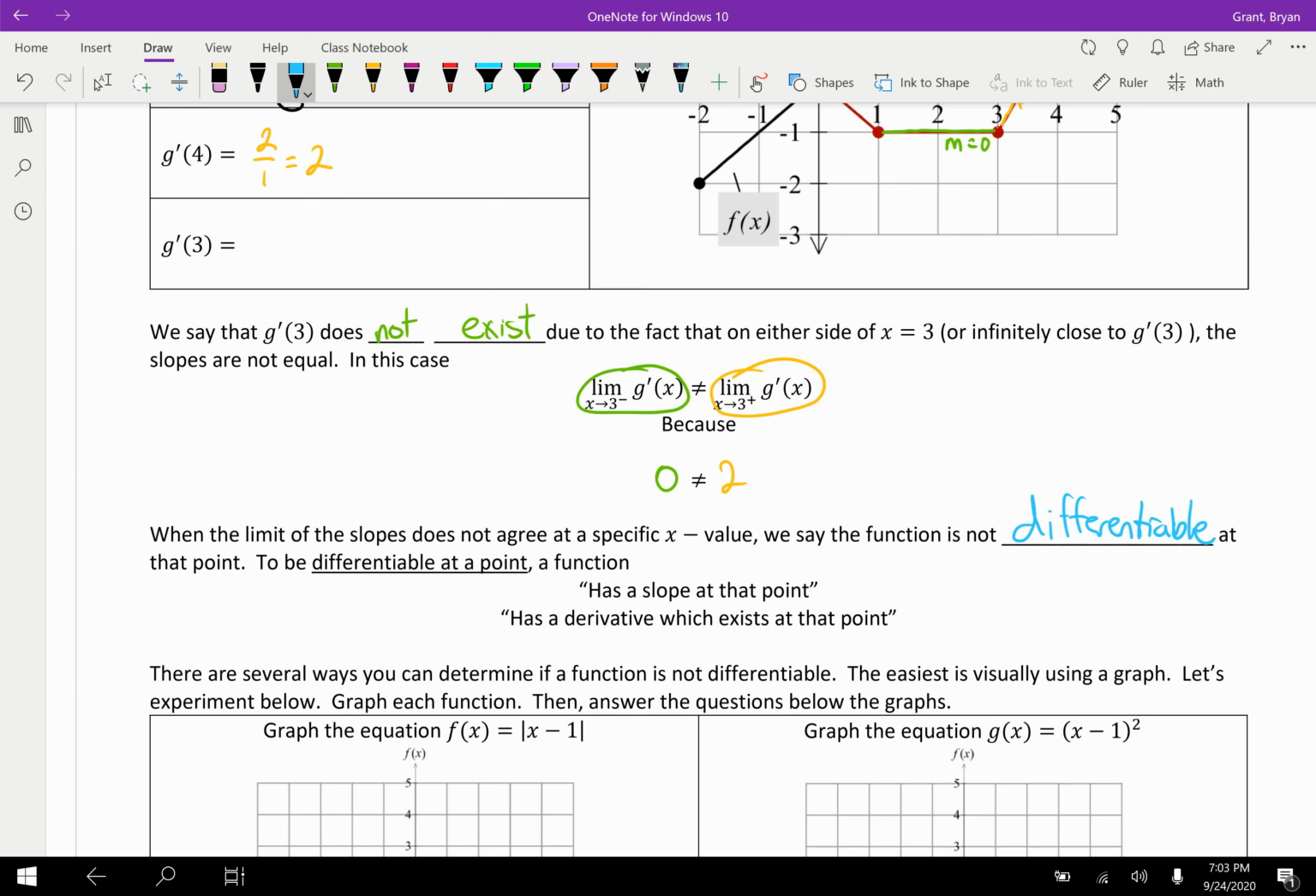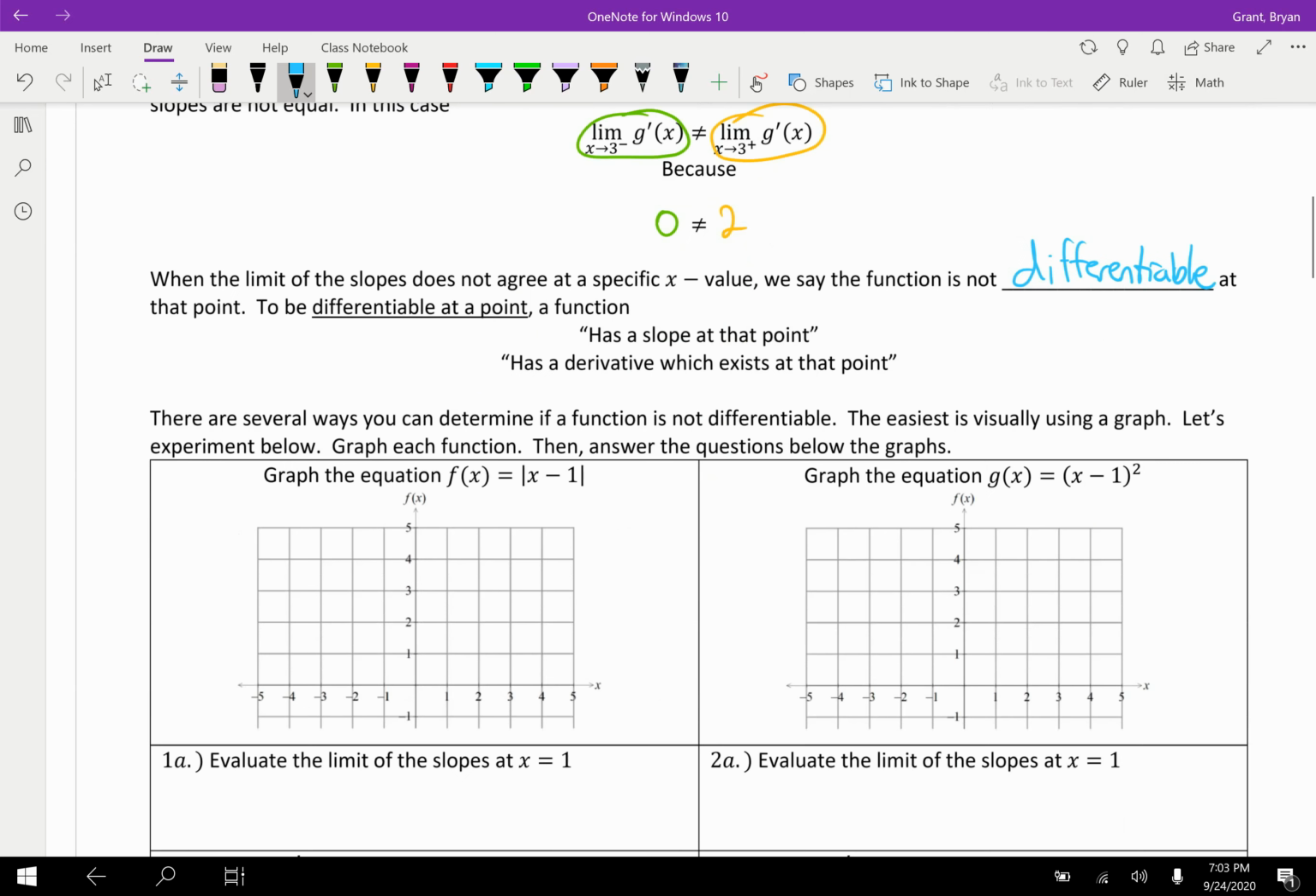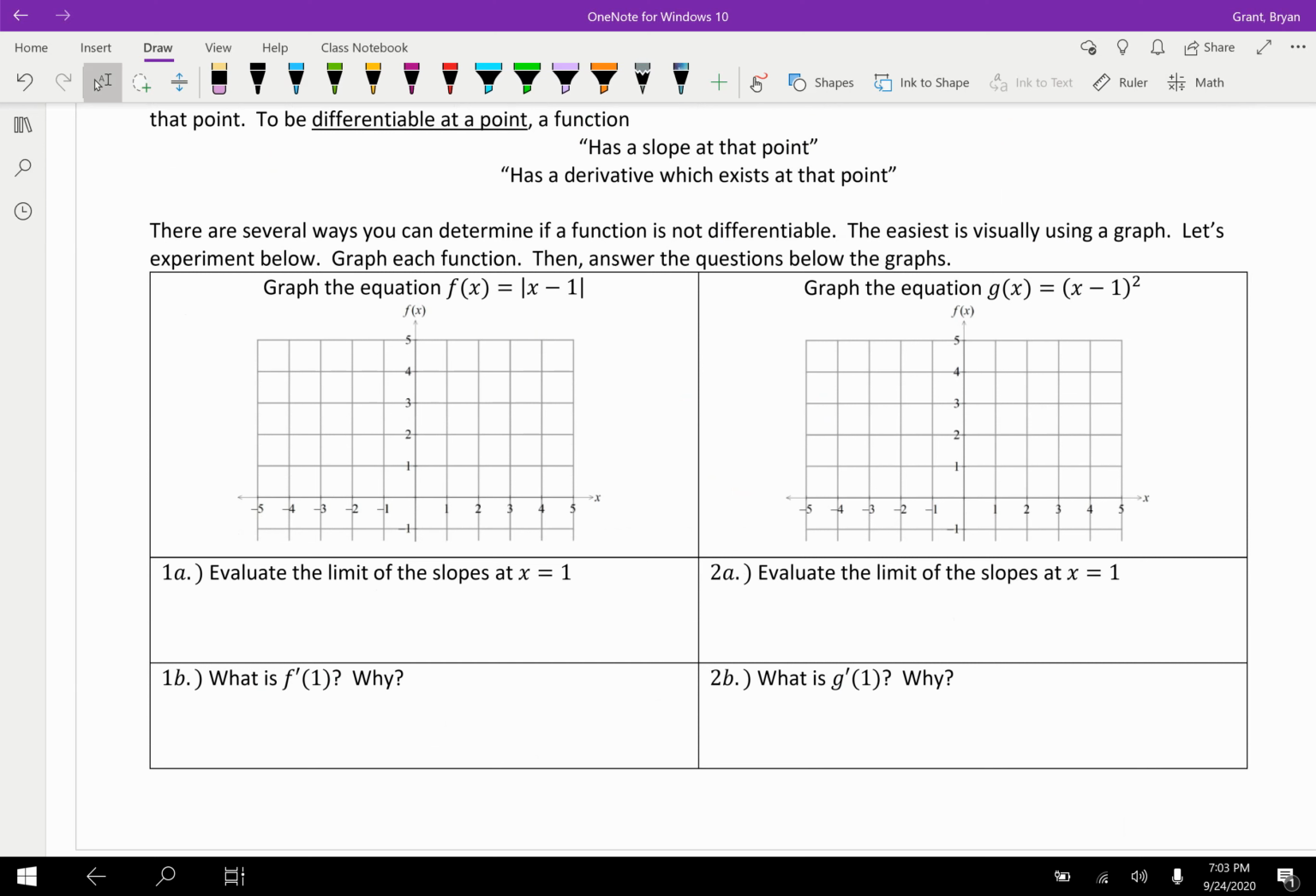Now, there are actually several ways that you can determine if a function's not differentiable. And one of the easiest ways is just visually using a graph. So let's go ahead and experiment down below. There are two functions very, very similar to each other. One is the absolute value of x minus 1, and the other is, in parentheses, x minus 1 squared. One is linear absolute value. It should make a V-shaped graph. You might even want to put a plus 0 so you can see that vertex there. And then the other is a quadratic, also in h, k or vertex form. So pause the video, try to graph each of these, and then actually, if you're feeling particularly bold, try to fill out 1A and 1B down below each graph. Ready, set, go.